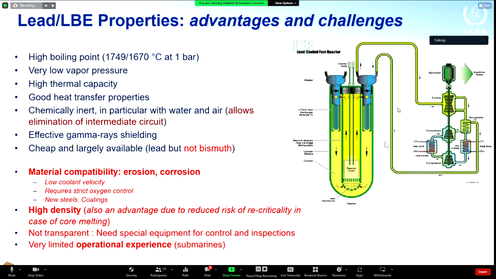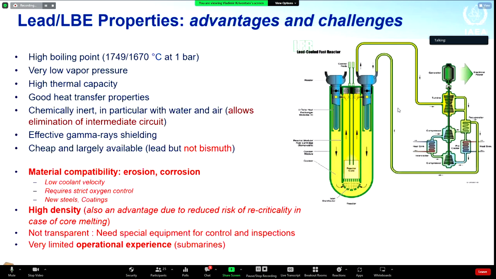Also, it has high thermal capacity. We already discussed the beneficial properties of lead in this case. However, we have a problem with lead because of erosion and corrosion. With lead and structural materials, you have to control the oxygen level very accurately, so as not to eliminate the oxide layer on the construction materials, or make this oxide layer too big so it can be broken and block the flow passes. This is one disadvantage of lead.